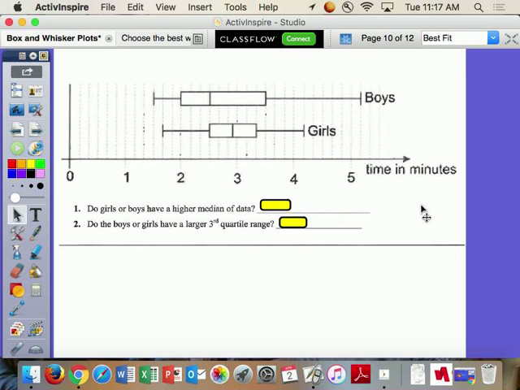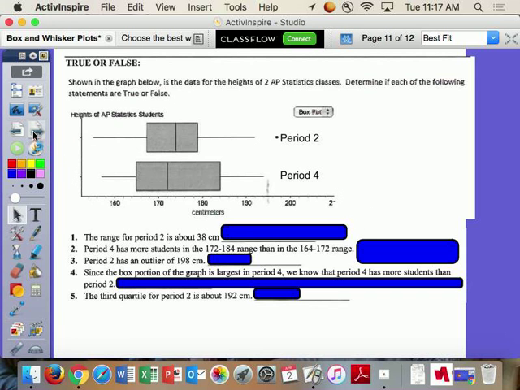All right. So now we're looking at boys versus girls and their time running. Do the girls or boys have a higher median? So the median is the very middle. So is it girls or boys? Girls. Do the boys or girls have a larger quartile? So 1, 2, 3, 4. So is from here to here bigger or from here to here bigger? The boys. All right. Now we're just going to answer some true, false questions.